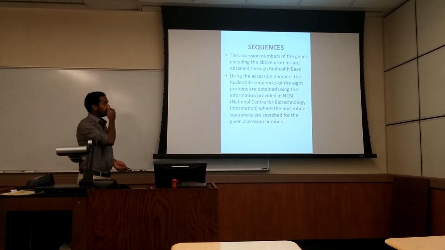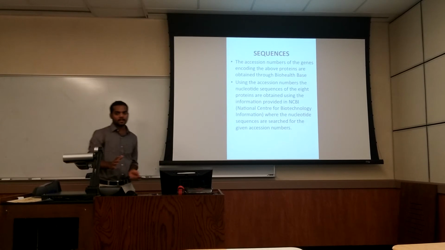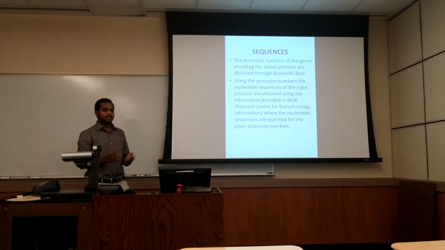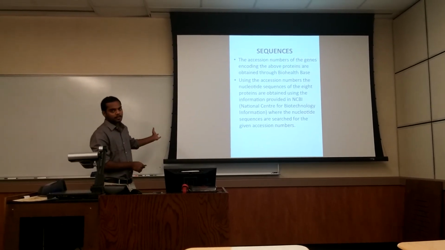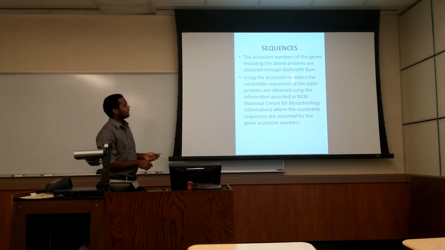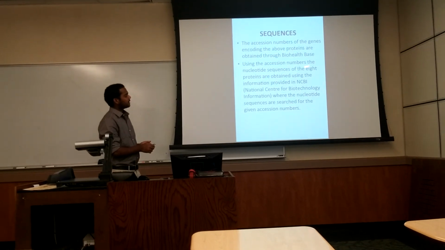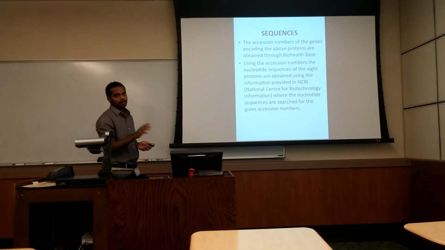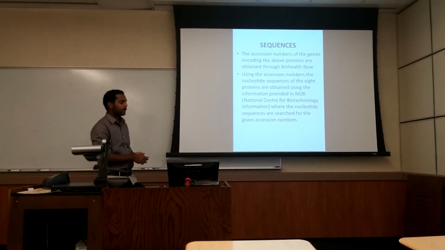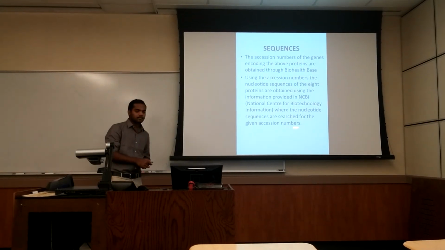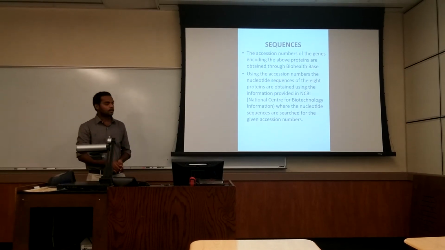And what we did means, we want genome sequences, right? So to get the genome sequences, we need accession numbers. So the accession numbers of the genes for all the 8 proteins, which were shown in the last slide, were obtained through the BioHealthBase. So from the BioHealthBase, we got the accession numbers. So using those accession numbers, we got nucleotide sequences for all the 8 segment proteins. So from where means it is from NCBI. NCBI is the National Center for Biotechnology Information, where the nucleotide sequences are searched for a given accession number. So it is readily available. If you have an accession number, it will give the nucleotide sequence.